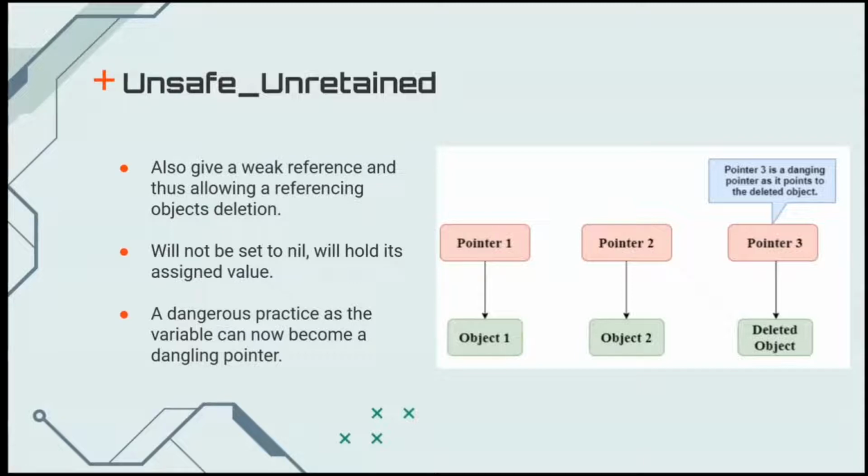So as the name states, this can be very dangerous, as the variable can now become a dangling pointer that points to either nothing but deallocated memory, which can cause issues, or if the memory becomes repopulated, it can point to something totally different and cause a multitude of errors. So it's only to be used in very specific circumstances. But that's essentially how automatic reference counting functions.